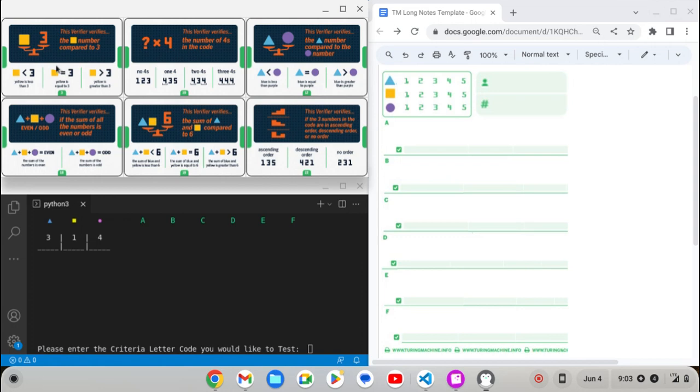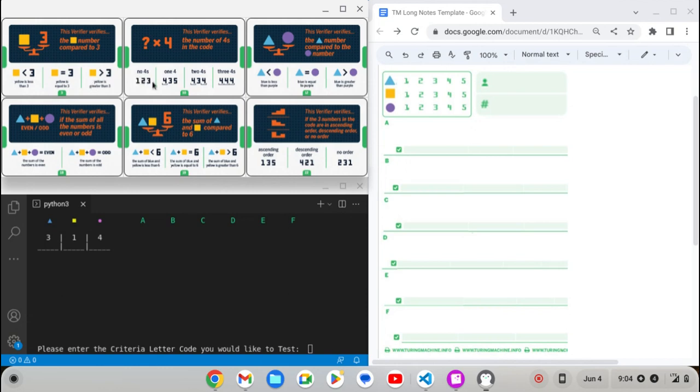On the top row we've got criteria card A, criteria card B, and criteria card C. In the second row we've got criteria cards D, E, and F. Criteria card A will let us know a little bit about the middle digit, the squared digit, as we're comparing it to the number 3. Should the value of the squared digit be less than 3? Should it be equal to 3? Or should it be greater than 3?